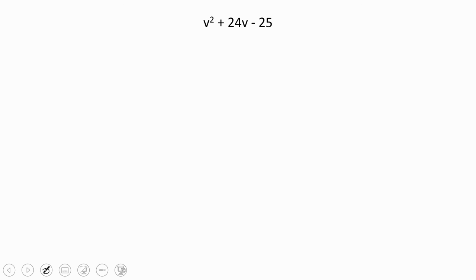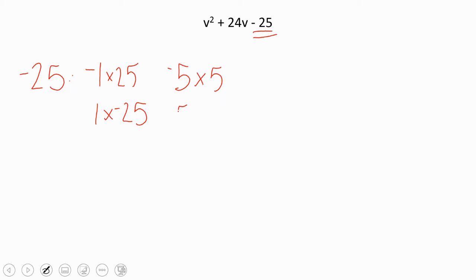All right, now we changed it, so now our c is negative 25. So we need to find factors of negative 25. That means one has to be positive and one has to be negative. So we have negative 1 times 25, 1 times negative 25, negative 5 times 5, and 5 times negative 5. We need those to add to give us positive 24.